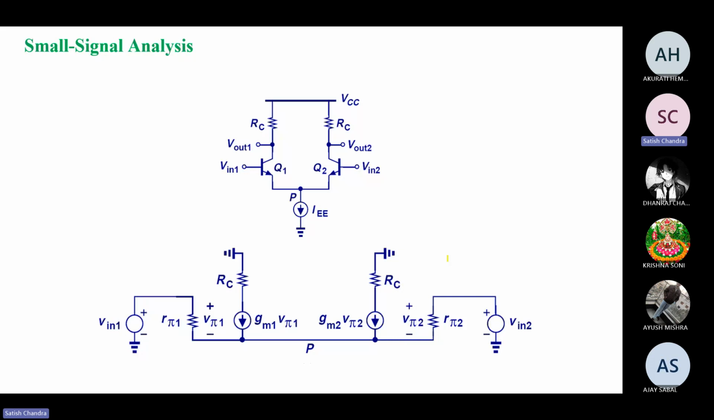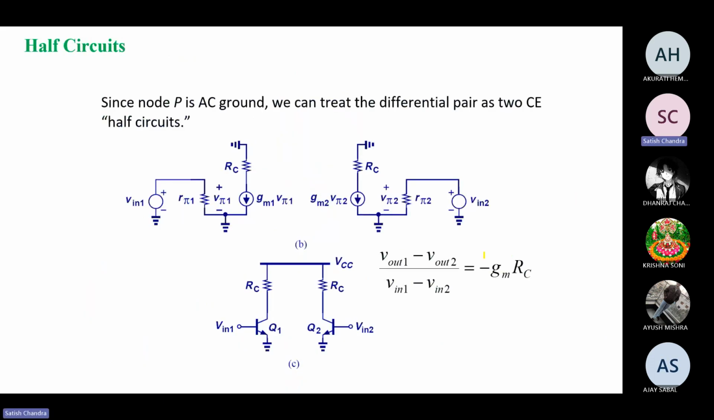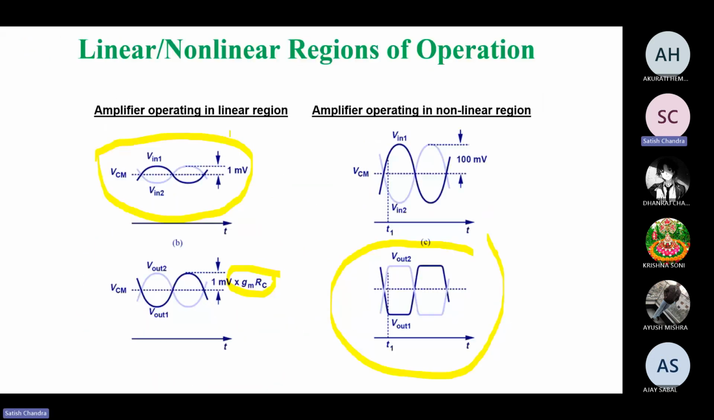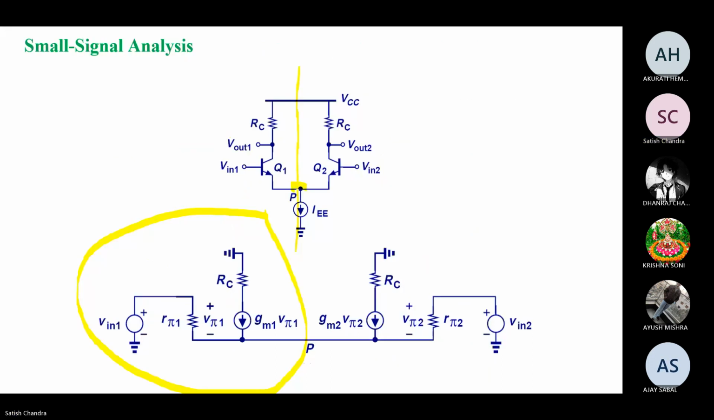Now we come to the small signal analysis. When we draw a line across this and make the small signal circuit for the left-hand side and right-hand side, we get this equation. Both sides look similar. At this point, the P point, when we do small signal analysis, this is a constant current source.